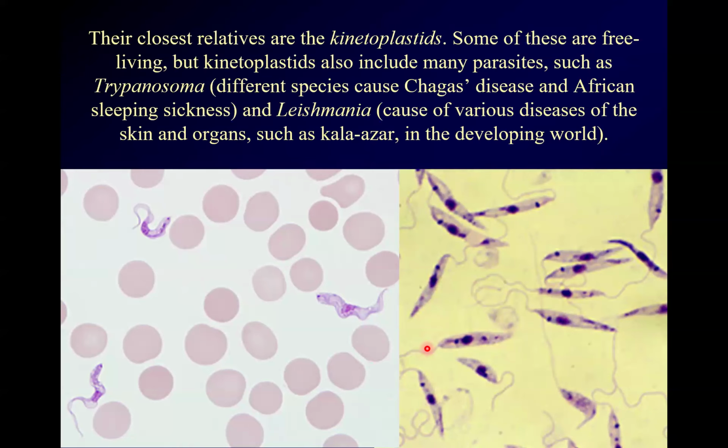Euglenids are related to a group called kinetoplastids, and some of these are also free living. But kinetoplastids also include a lot of parasites that get spread by biting flies. On the left, you have Trypanosoma. That again is human blood, and these curly things here are wriggling around among the blood cells. There's one up there at the left. There's one right there. You can see a prominent nucleus in the middle.